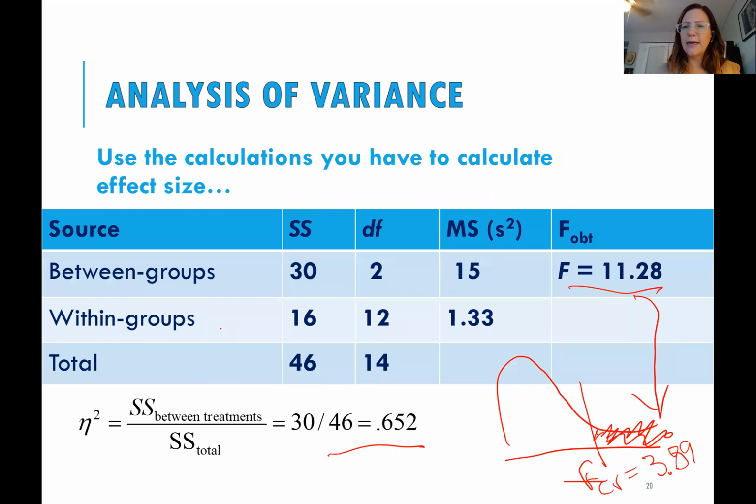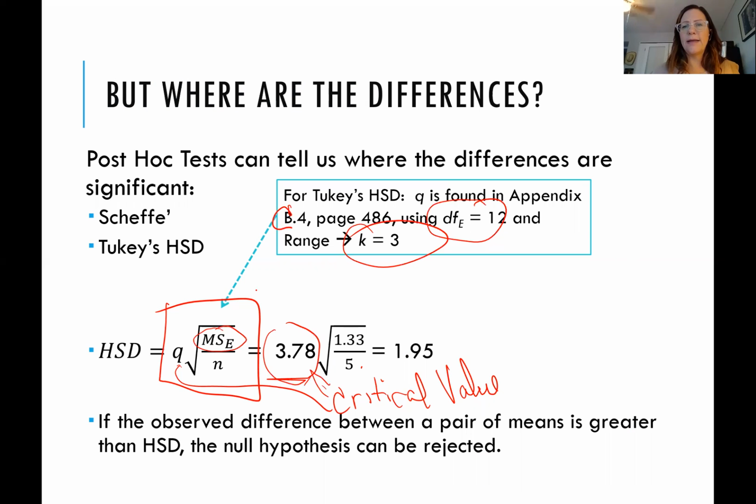So we're going to use our mean square error. If you go back, here's the mean square error. Right here, it says within groups, that's the same thing as error. Okay, so just go back and get that mean square. You plug that in here, and then the lowercase n is how many were in each of the groups. There were 5 people in each of the groups. You take the square root of that fraction and then multiply it times 3.78, which is your Q, and you get 1.95. So that's your Tukey's HSD.